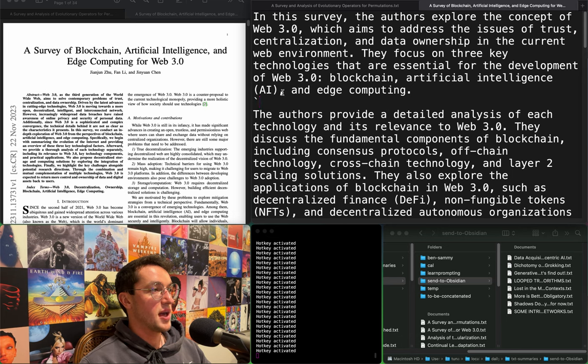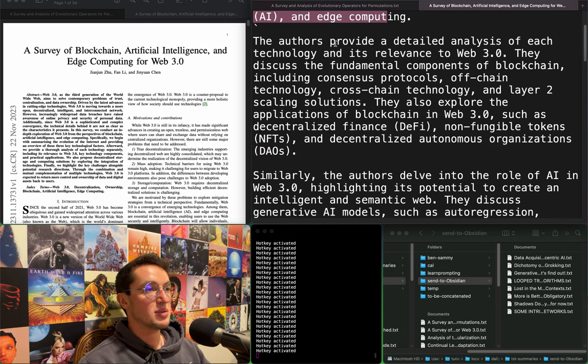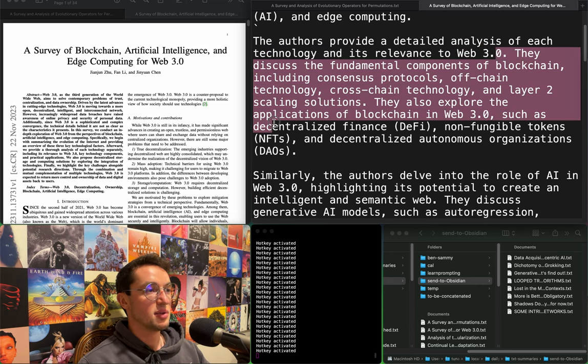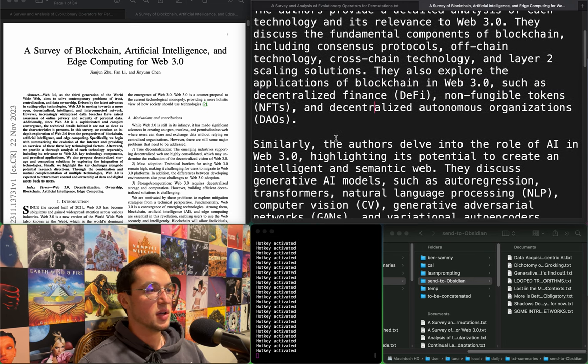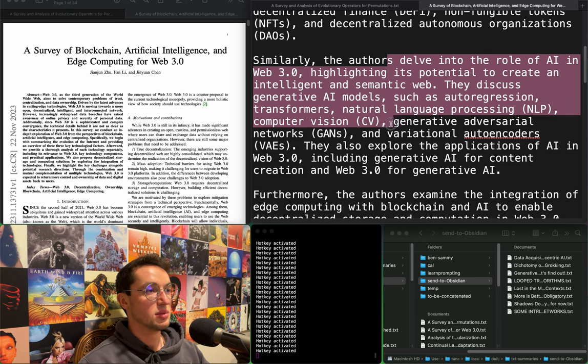A survey of blockchain, AI, and edge computing for Web3, address the issues of trust, centralization, and data ownership in the current web environments, focus on three key technologies that are essential for the development of Web3, blockchain, AI, and edge computing, provide a detailed analysis of each technology and its relevance to Web3. They discuss the fundamental concepts of blockchain, including consensus, and so on, explore the applications of blockchain, delve into the role of AI in Web3, highlighting the potential to create an intelligent and semantic web, discuss generative AI models such as autoregression, transformers, and so on, also explore the application of AI in Web3.